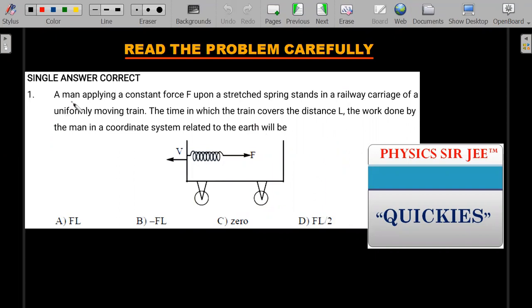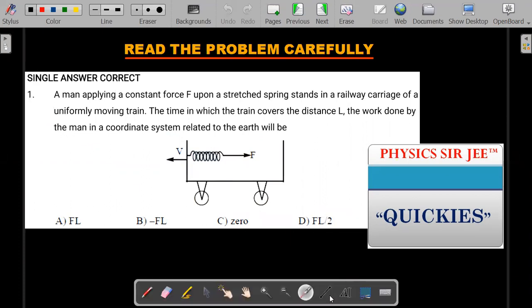Okay, so here we go. Man applying a constant force F upon a stretched spring stands in a railway carriage of a uniformly moving train. The time in which the train covers the distance L, the work done by the man in a coordinate system related to the earth will be FL, minus FL, 0, or FL by 2. Okay, so I hope you have given it a fair try.